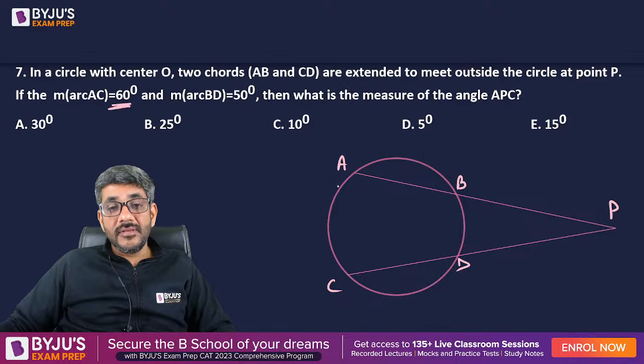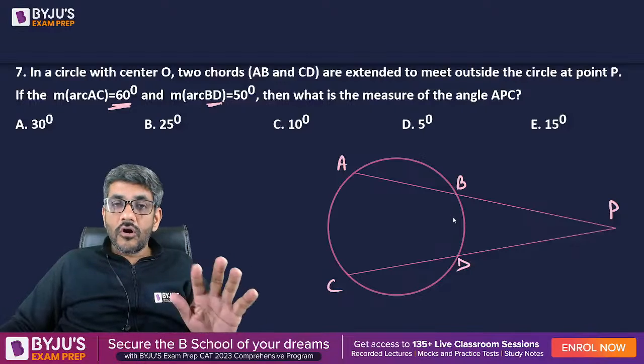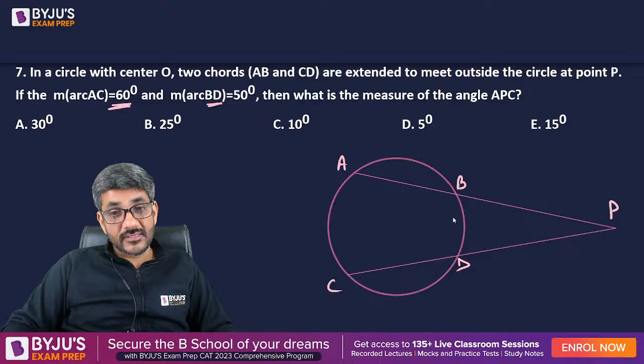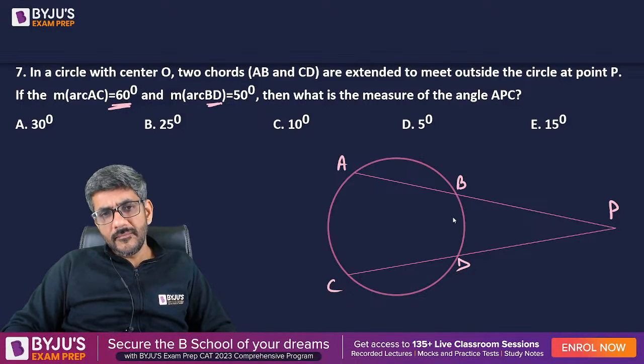What does that mean? That means AC makes an angle of 60 degrees at the center. And measure of arc BD is 50. So BD makes an angle of 50 degrees at the center. And I'm sure you all know that angle formed at the center is twice the angle formed at the circumference. So if I just do a little bit more construction here, let me talk about that as well.